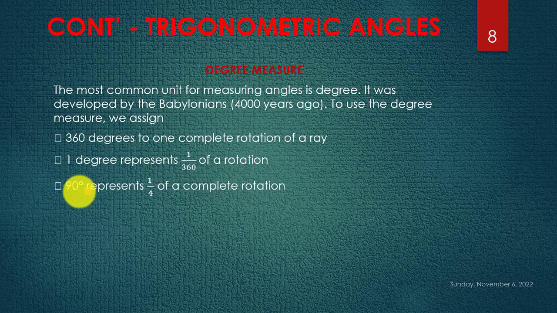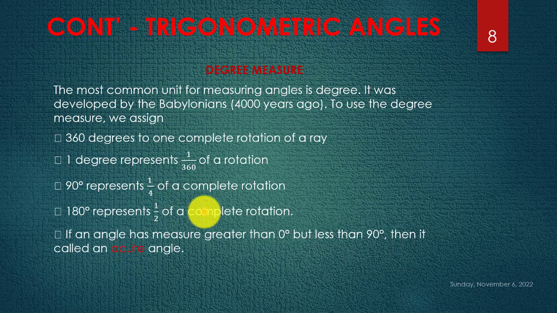Also, 90 degrees represents 1 out of 4 of a complete rotation. So you have to take note of all this. And this one also talks about 180 degrees representing 1 out of 2 of a complete rotation.